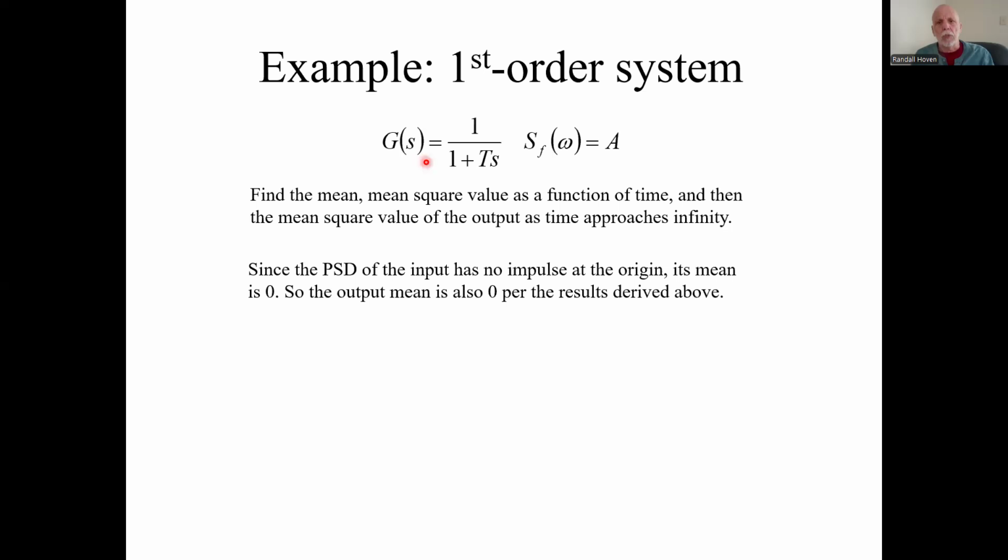Here's the example. It's this first order system where the input's power spectral density is just a constant, meaning it's white noise with amplitude A. And our job is to find the mean and the mean square value, and then the mean square value as time goes to infinity.